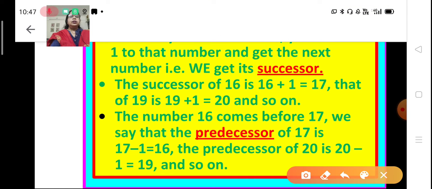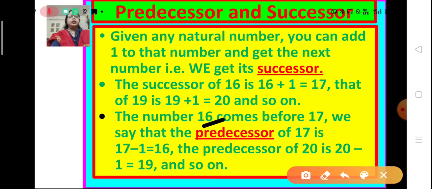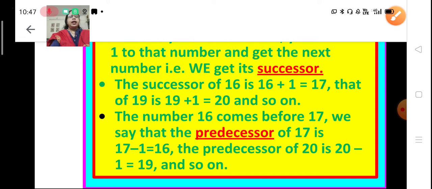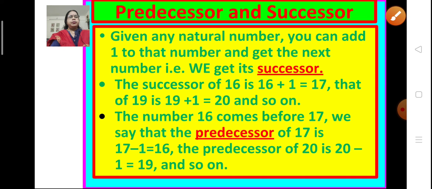So, the number 16 comes before 17. How do we get that? If we subtract 1 from 17, we get 16. Similarly, the predecessor of 20 is 19. How do we get that? We subtract 1 from 20 and we get 19. Similarly, we can find the successor and predecessors of numbers.